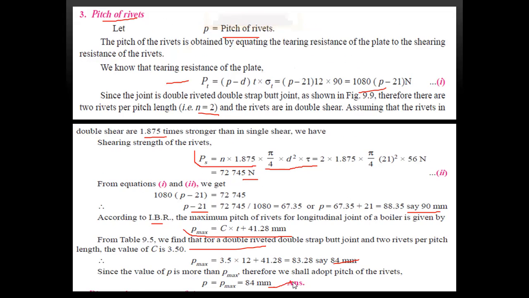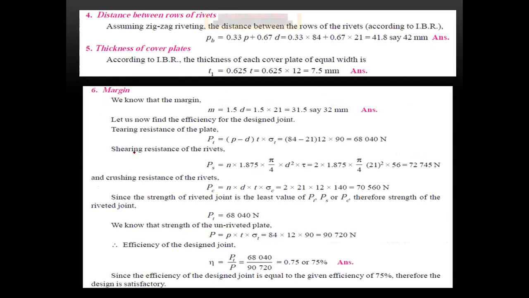Next, the fourth one you have to find is the distance between the 2 rivets. What is the distance between the 2 rivets? PB, assuming zigzag riveting, is equal to 0.33 P plus 0.67 D. All of this you can find in the design data book. After doing this, you get the value of 40 mm.